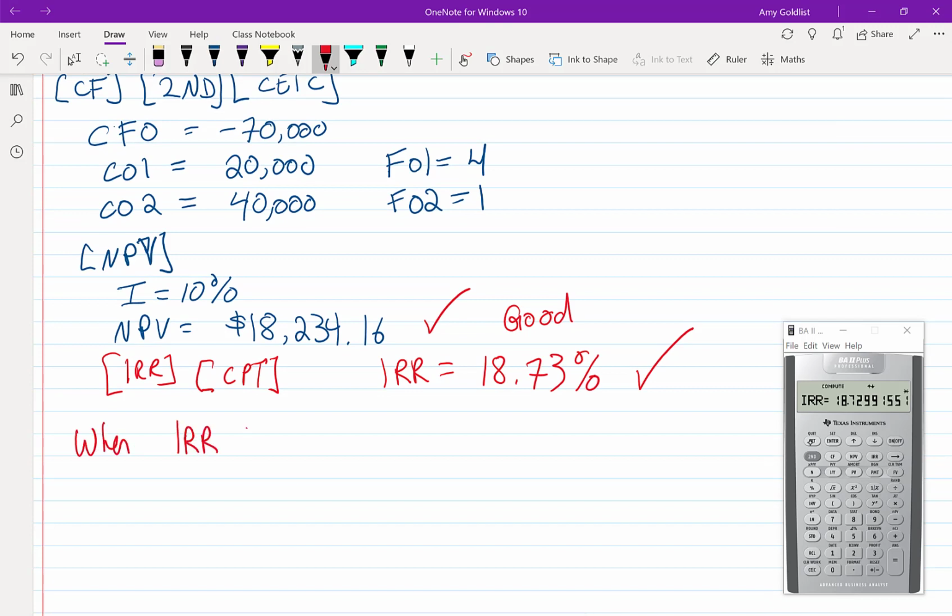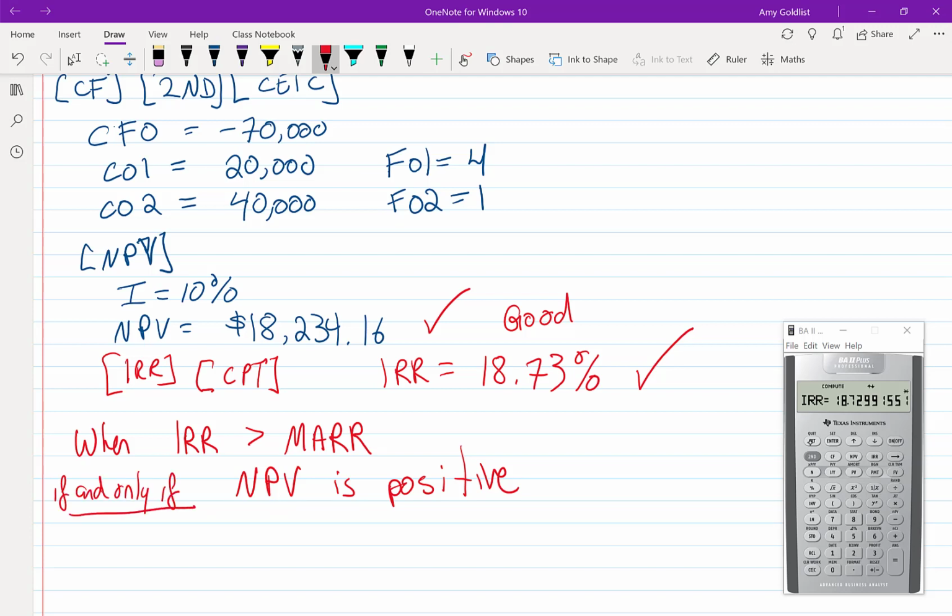When IRR is greater than MARR, net present value is positive or greater than 0. And that is an if and only if statement. Those things always travel together. I'm going to write if and only if, which means these 2 statements travel together. They are the same thing mathematically. We sometimes write an arrow that is an equal sign.